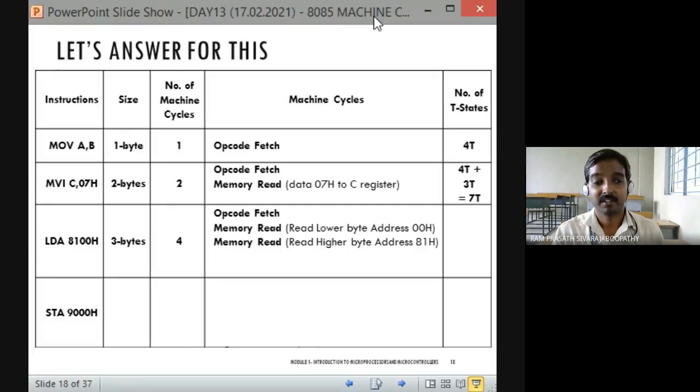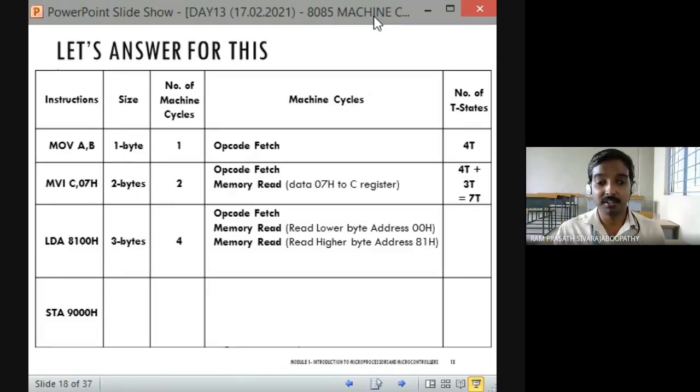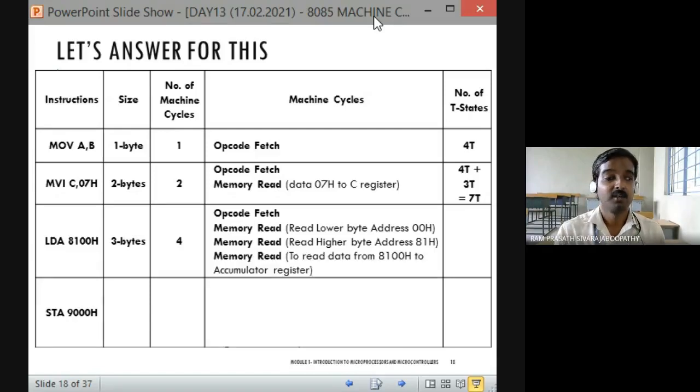Till the operation is not complete, correct? What should it do? The address is obtained. To perform the operation, what does it have to do? It has to bring the data from 8100, correct? So it needs one more machine cycle to read the data from the memory location, correct? Opcode fetch, memory read, memory read, memory read.